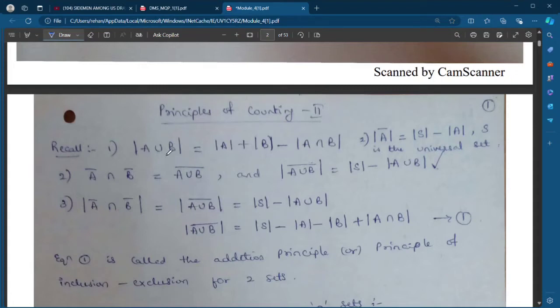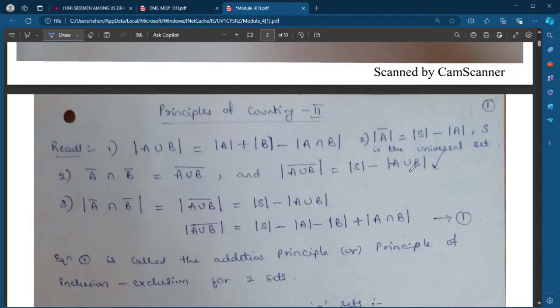That is the formula of A union B. Mod of A union B is nothing but mod A plus mod B minus mod of A intersection B. This we had seen in the second module, the beginning topic. I don't know whether it was the second module or the third module, where sets were covered. Then A complement intersection B complement is equal to A union B the whole complement, and mod of A union B whole complement is nothing but S minus mod of A union B.